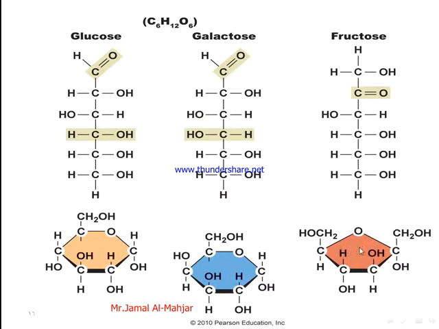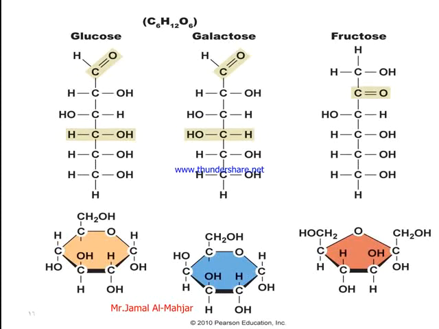If it's a 5-member ring, this is fructose. But this one is a 6-member ring, and this is also a 6-member ring. So what are the differences between them?